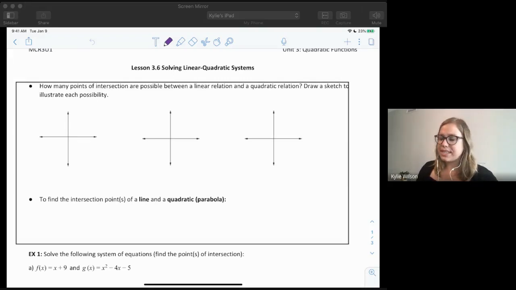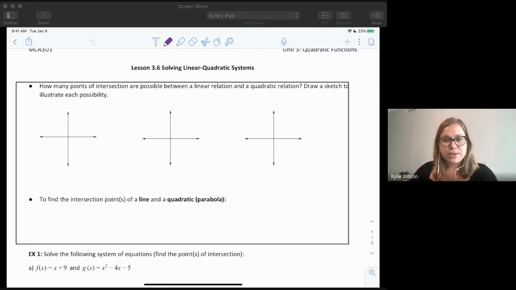For this lesson, we're going to be looking at solving linear and quadratic systems. In grade 10, you solved linear systems, and when we did that, we basically looked for the point of intersection of two lines. We did that two ways: graphically, and algebraically using substitution or elimination.